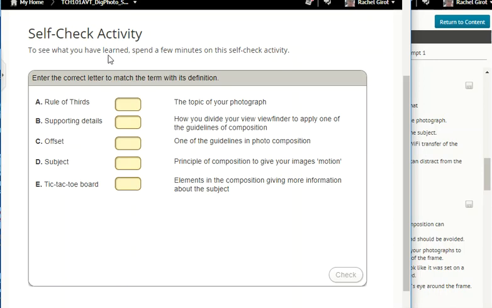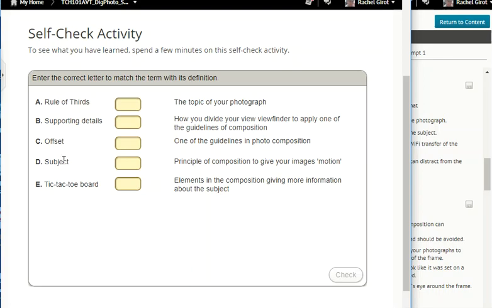Self-check activity. To see what you've learned, spend a few minutes on the self-check. Rule of thirds: how you divide your viewfinder to apply one of the guidelines of composition. I would probably say that was the rule of thirds. The topic of your photograph is the subject. One of the guidelines in photo composition, I guess I would go with rule of thirds for that. And then how you divide your viewfinder to apply one of the guidelines of composition.